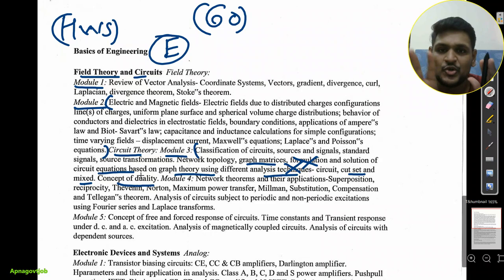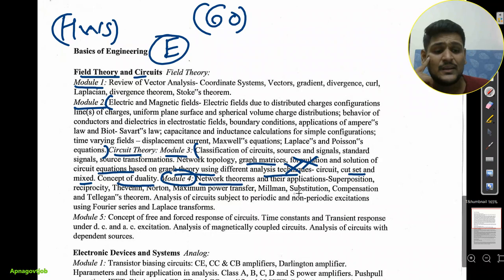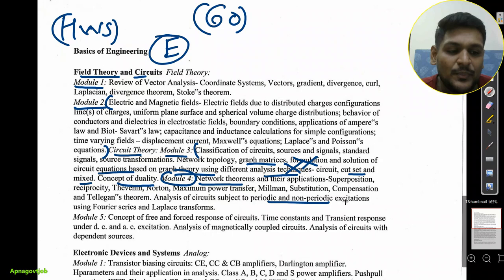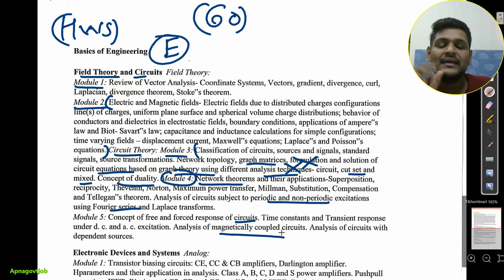Next, network theorems and applications, most important, the full module you will do: superposition, then reciprocity, Thevenin, Norton, maximum power transfer, Millman, substitution, compensation and Tellegen's theorem, okay? Analysis of circuits subject to periodic and non-periodic excitation using Fourier series and Laplace, so basically Fourier series and Laplace transform you will do. The concept of free and forced response of a circuit, that is transient response, you will do, okay? Magnetically coupled circuits also you will do, and analysis of circuits with dependent sources, basic KVL and KCL, okay?